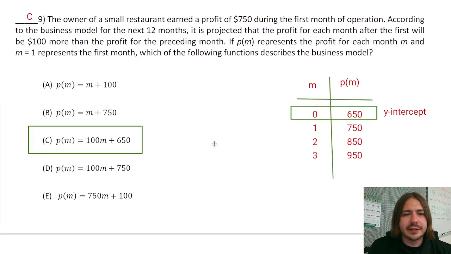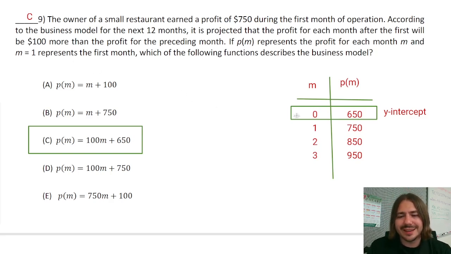Number 9 says the owner of a small restaurant earned a profit of $750 during the first month of operation. And I've created a table here, and you can see that for month 1, $750. According to the business model for the next 12 months, it's projected that the profit for each month after the first will be $100 more than the profit of the preceding month. So notice month 2 would be $850, month 3 would be $950. If P of M represents the profit for each month M, and M equals 1 represents the first month, which of the following functions describes the business model?